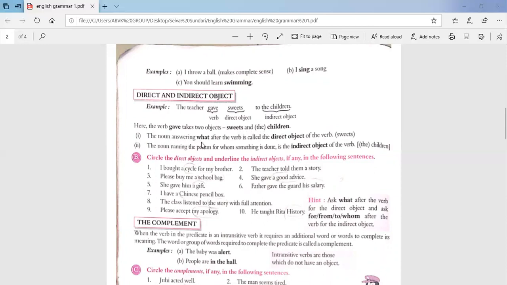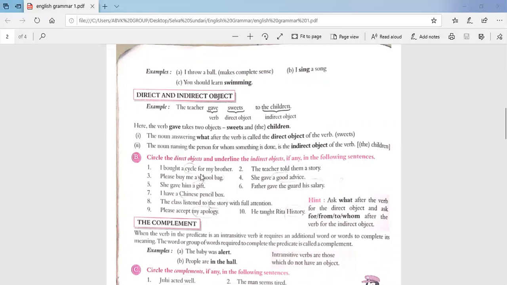The noun answering what after the verb is called the direct object of the verb, sweets. The noun naming the person for whom something is done is the indirect object of the verb, that is, the children. So, children. Now you tell me the answer for this B exercise. Circle the direct objects and underline the indirect objects, if any, in the following sentences.